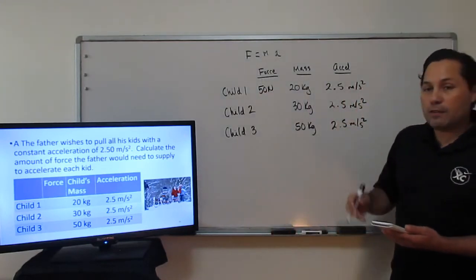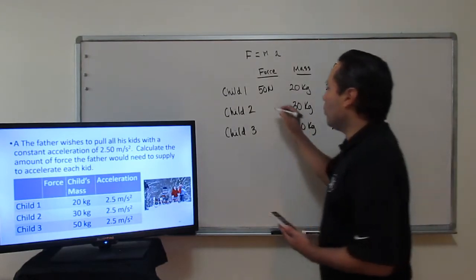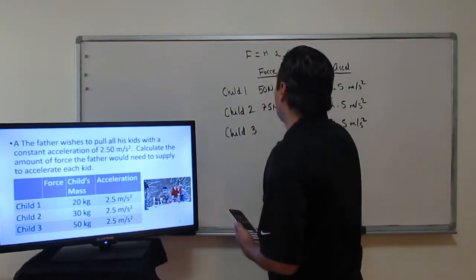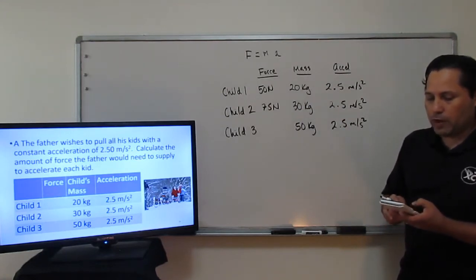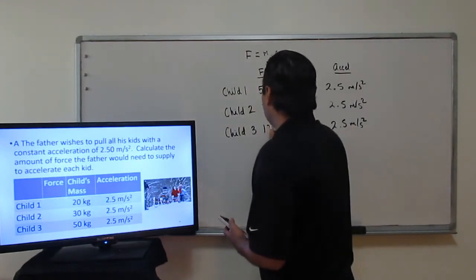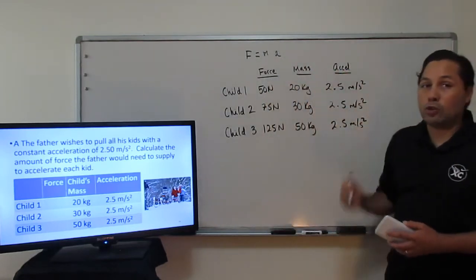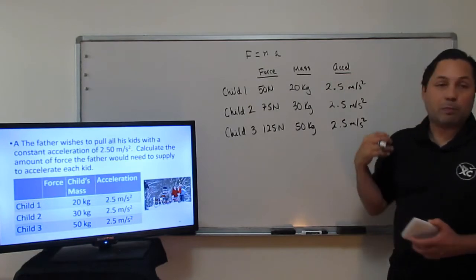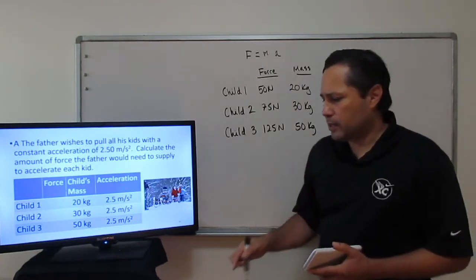But for the heavier child, it's going to be 30 times 2.5, and he's going to require more force, 75 newtons. And lastly, for the heaviest child, 50 times 2.5 is going to give us 125 newtons. So if you want to keep the acceleration constant, you're going to have to apply more force because you have a heavier child. That takes care of this section.